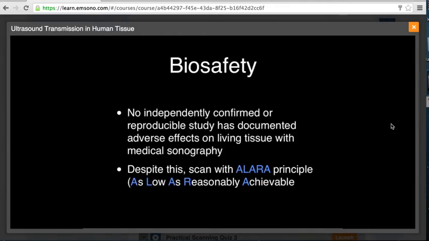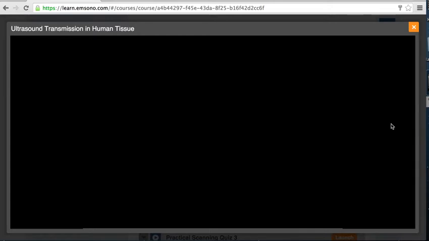From a biosafety standpoint, there's been no independently confirmed or reproducible study that's documented adverse effects on living tissue with diagnostic medical sonography. However, despite this, it's always prudent to scan at the lowest power possible. And there's a principle that they talk about in the ultrasound community, and they call it the ALARA principle. And it stands for as low as reasonably achievable. And we'll go through this in the knobology section, that you want to use only enough power to obtain the desired image.